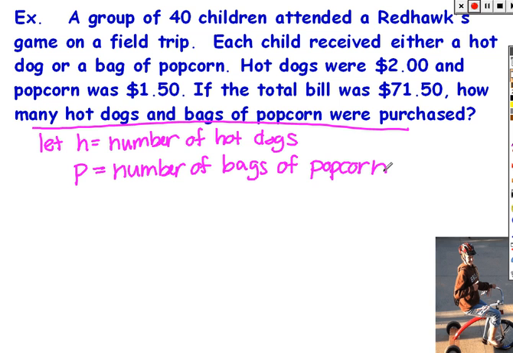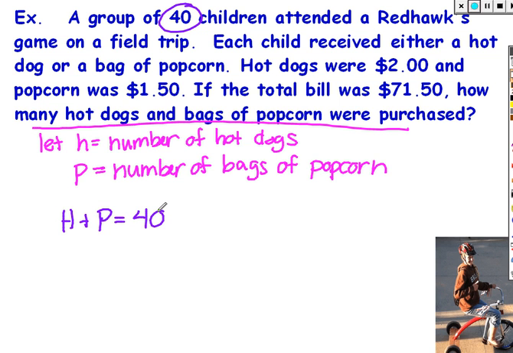And I'm wondering if you could write a system of equations that would relate all of this information. So pause the video and see if you can give that a shot. So if each child either receives a hot dog or a bag of popcorn and there's 40 children, then together the number of hot dogs plus the number of bags of popcorn should equal the total number of kids.